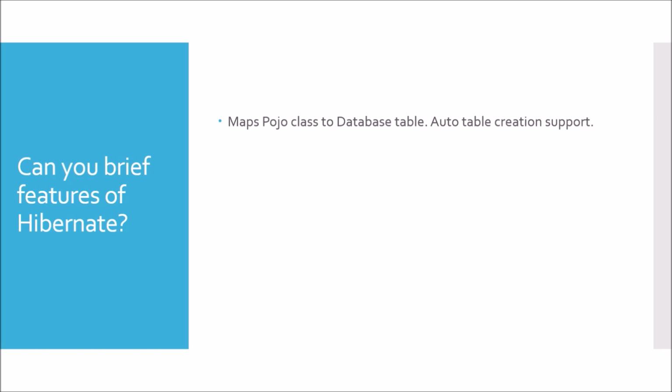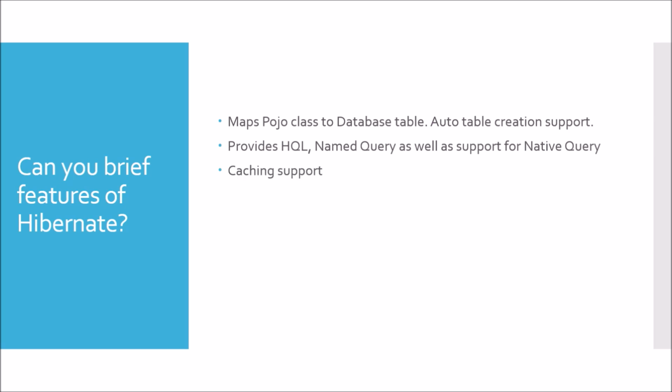Hibernate maps POJO class to database table, so it supports auto table creation, provides SQL named query as well as support for native query. Caching support is provided by Hibernate, so you have two levels of cache, first level and second level. First level is enabled by default. It also provides you query support, lazy loading of child classes. So if you have a parent-child relationship, the parent class will be loaded and the child class will be loaded on demand.